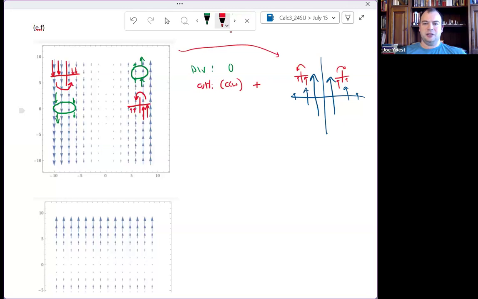The curl being non-zero is not coming from the fact that the two sides of the field are flowing in opposite directions. That's a global property. It's coming from this local phenomenon that nearby vectors are different magnitudes.